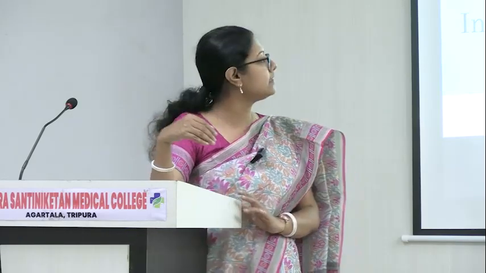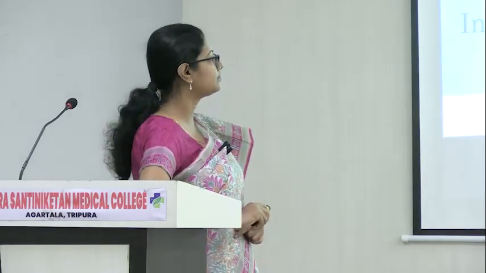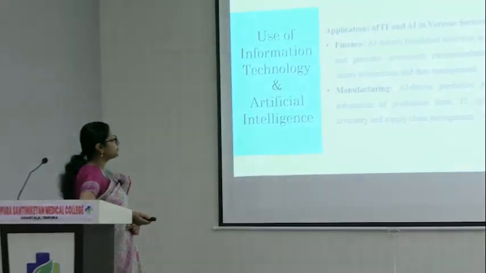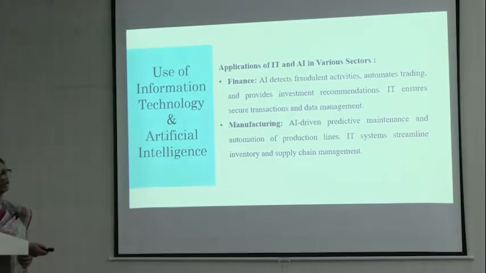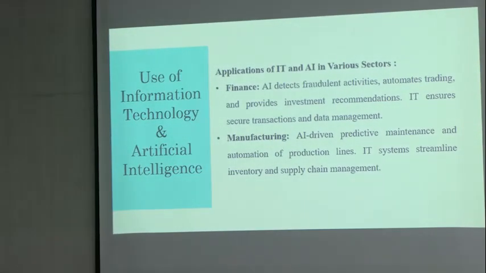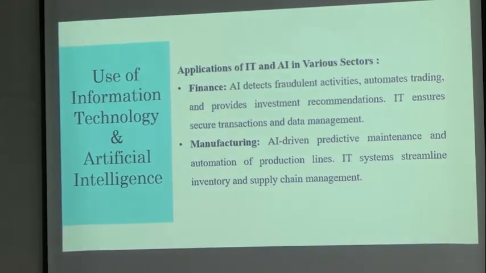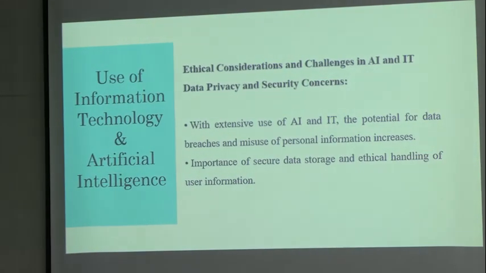In any carcinoma, there will be staging and grading. Then there is this Glasgow Coma Scale. So multiple gradings are there. Through AI, artificial intelligence, we can bring automation into these grading systems. Again, finance and manufacturing are not that important for us, but definitely IT and AI, information technology and artificial intelligence, have their domain in finance and manufacturing also.